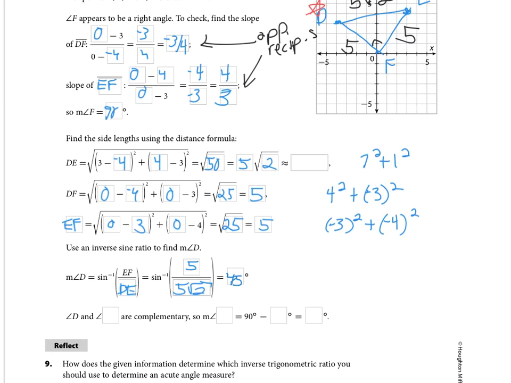Then we know that angle D and angle E are complementary. And so the measure of angle E is going to be 90 minus the 45, which is another 45 degrees.